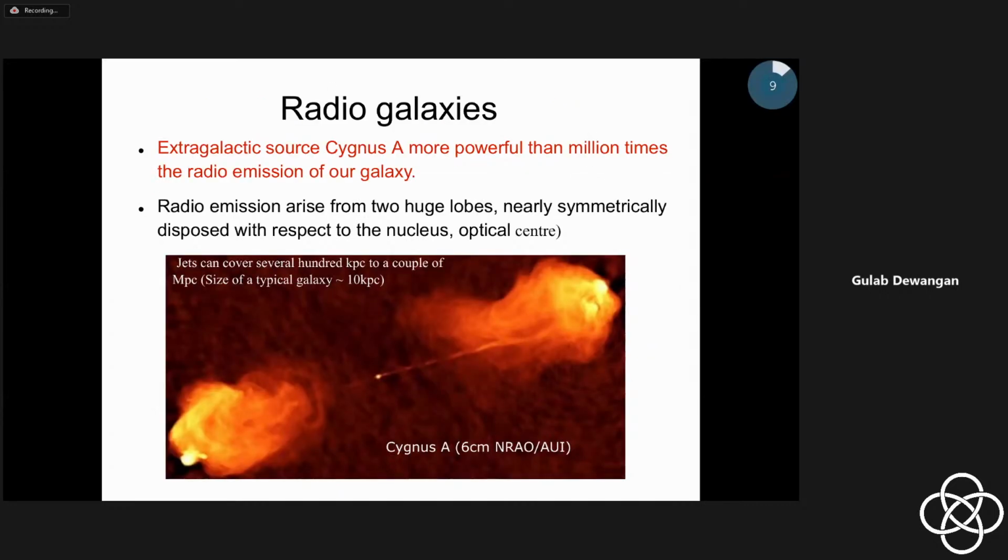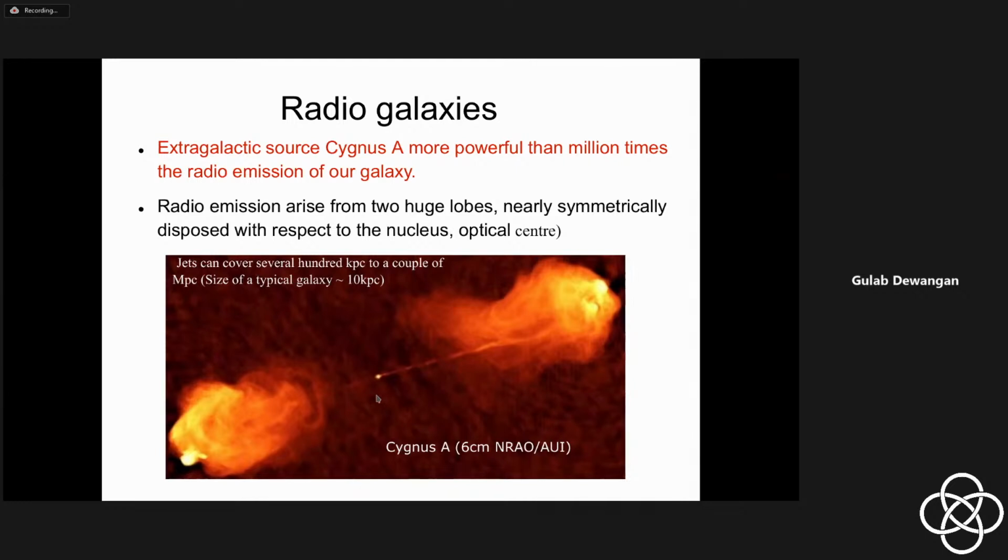And this is a radio image of Cygnus A, and you see a very compact center here, which coincides with the optical center of the galaxy Cygnus A, and then narrow jets emanating from the center and connecting to these large structures, the so-called lobes. And at the edge of the lobes, there are very bright compact regions called hot spots, on both sides. So this is a typical structure of radio emission from radio galaxies.